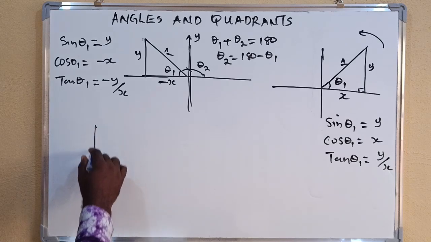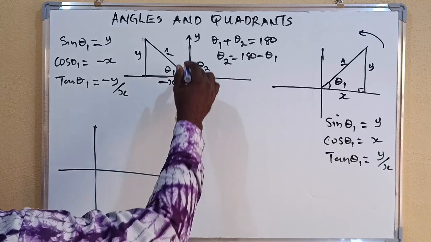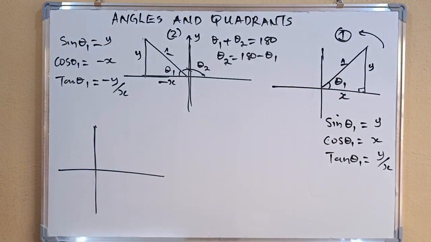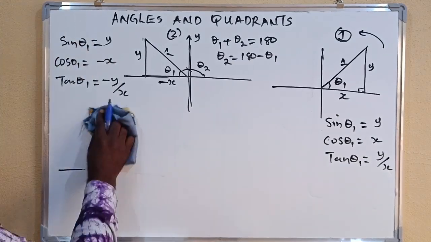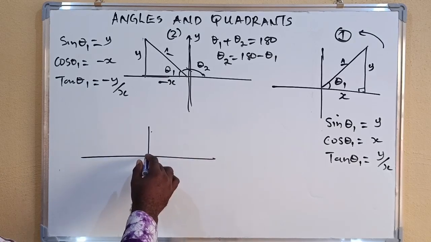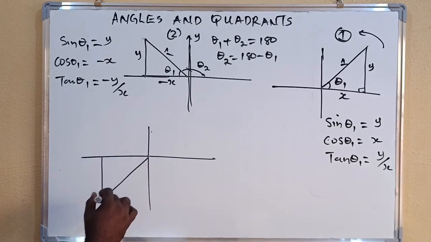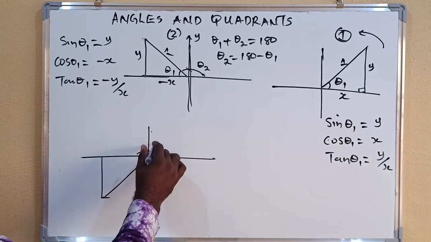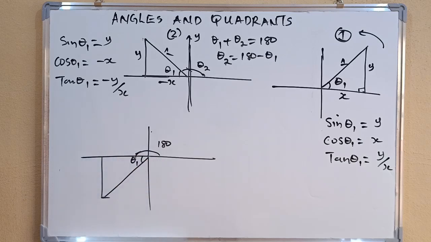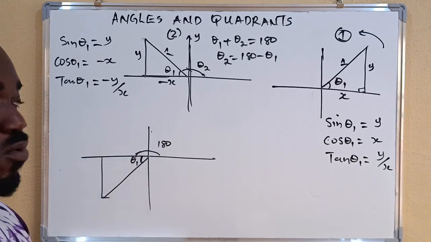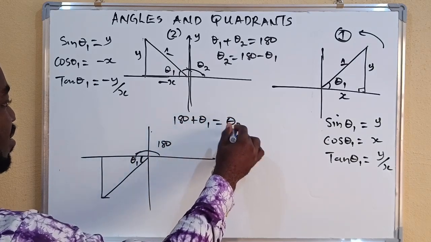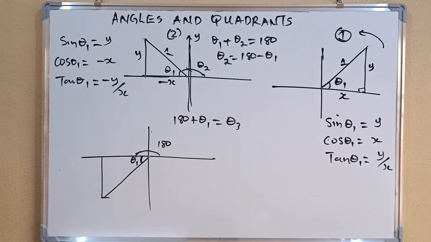Okay, let's go with the third quadrant. This is the second quadrant, this is first. For the third quadrant, the whole of this is 180. Take note of that, and this is theta 1. The other angle here, which lies in the third quadrant, is going to be 180 plus theta 1, and we'll call that theta 3. Please take note of that.